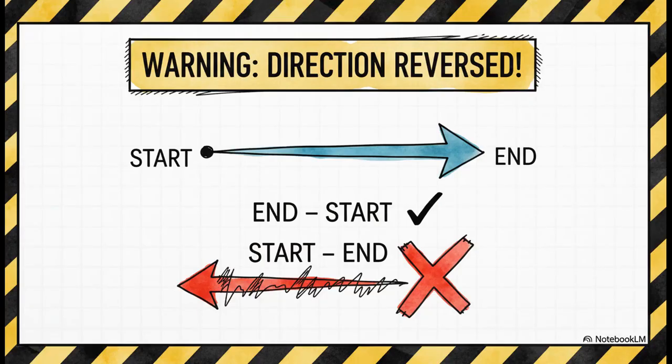Okay, lean in for this one, because this is easily the most common mistake people make. It is always, and I mean always, the end point's coordinates minus the start point's coordinates. If you get that backwards, you won't get some crazy error message. You'll just get a vector that's pointing in the complete opposite direction, which is going to throw off everything else you try to do with it.